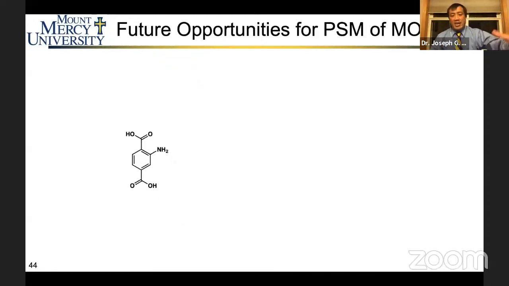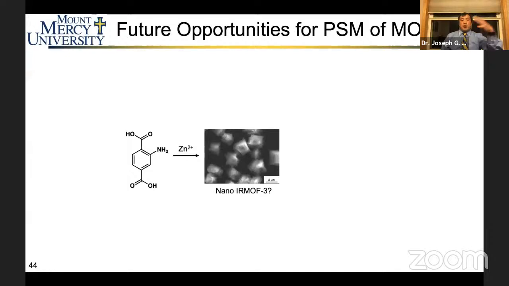Where I like to end my talk is talking about some future opportunities of PSM, some of my work towards it, and just tips and advice on thinking about where this can be applied. What I referred to earlier is trying to get some of these nanoMOFs, smaller nanoparticles, and then do some post-synthetic modification. Now you can functionalize it even more.